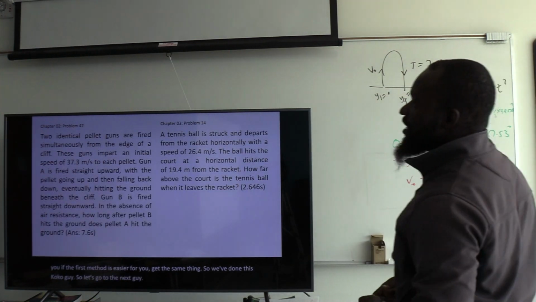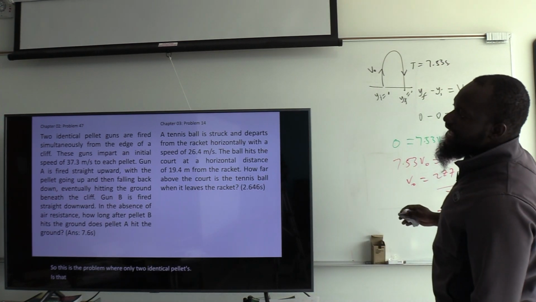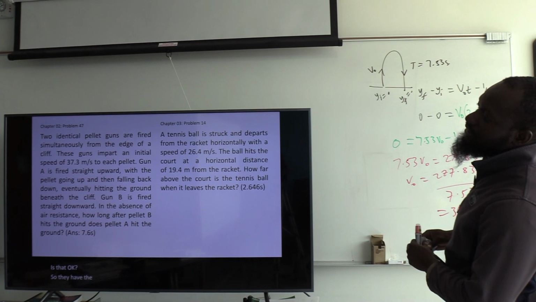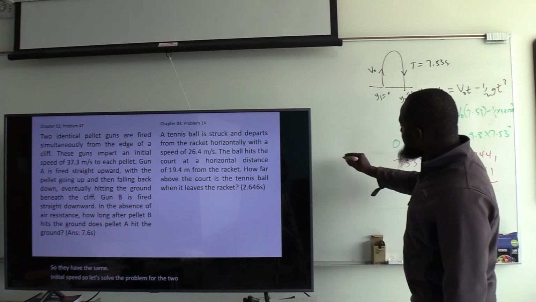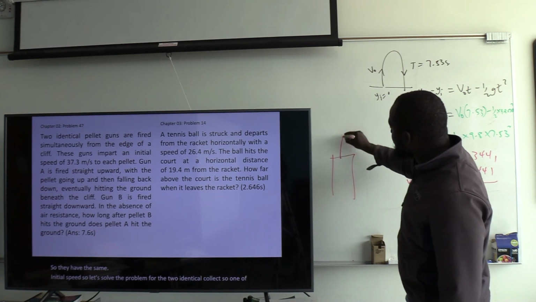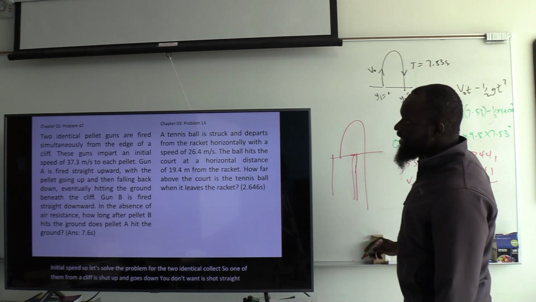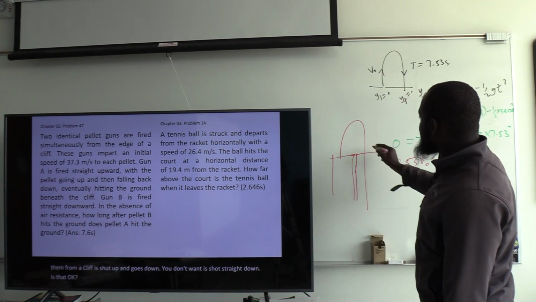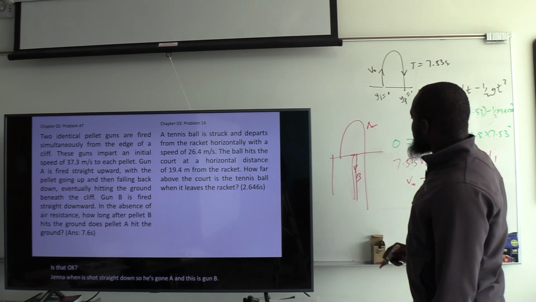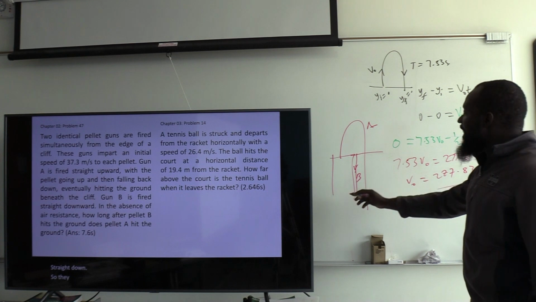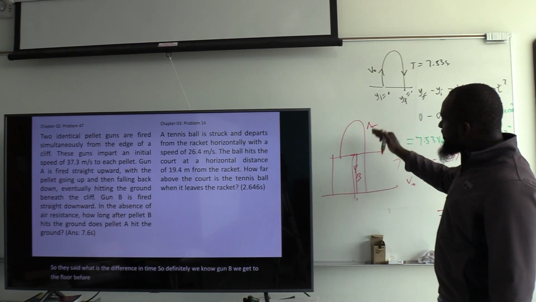So this is the problem with the two identical pellets. They have the same initial speed. So let's solve the problem for the two identical pellets. One of them from a cliff is shot up and goes down. The other one is shot straight down. This is gun A and this is gun B. They ask, what is the difference in time? Definitely gun B's pellet gets to the floor before gun A's. But what is the time difference?